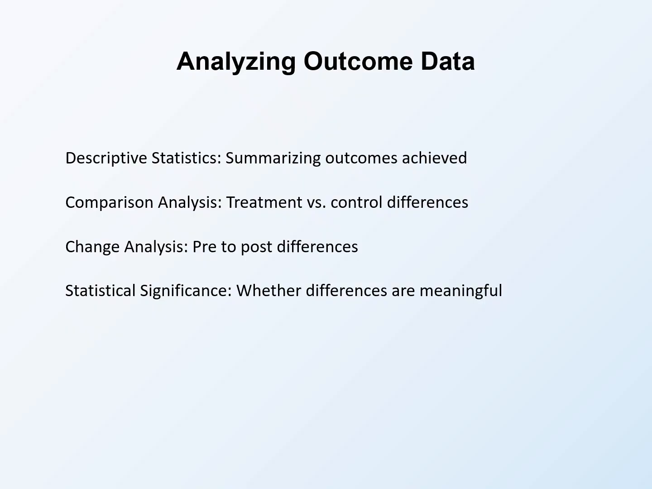Changes in level or slope coinciding with intervention suggest impact. Multiple pre-intervention observations establish the baseline trend. Multiple post-intervention observations assess whether changes persist. Threats include other events coinciding with intervention that might explain changes.